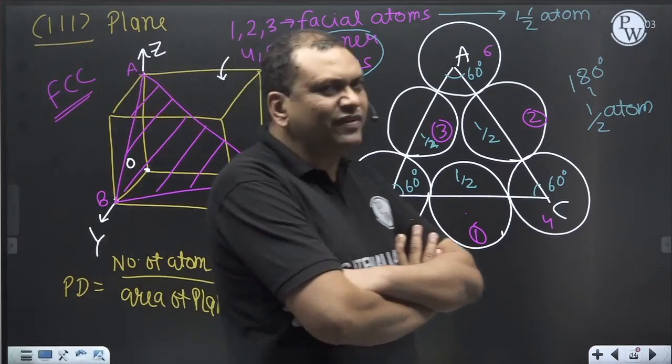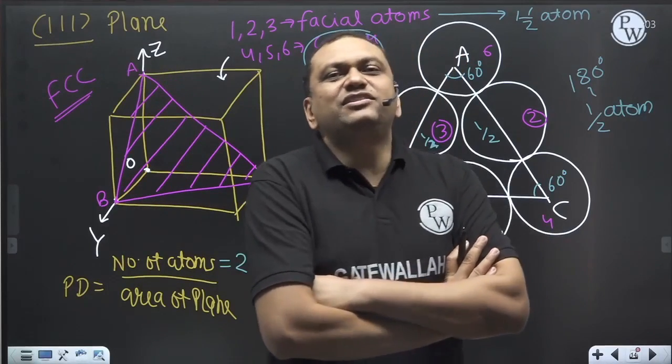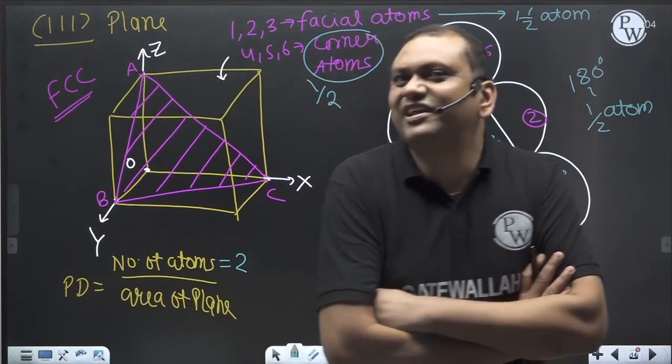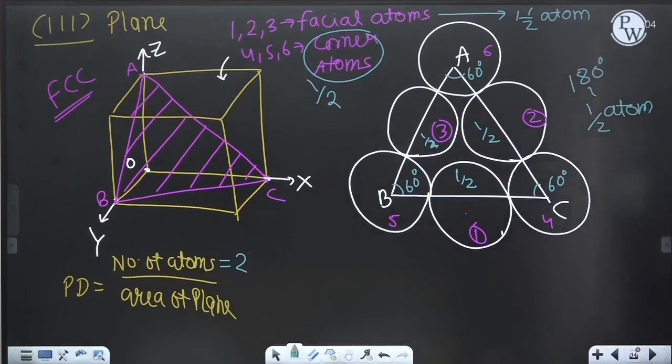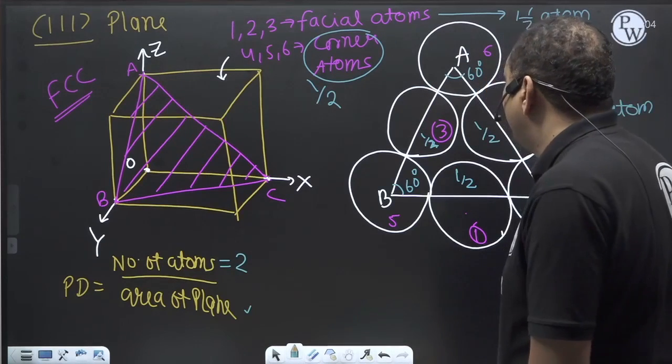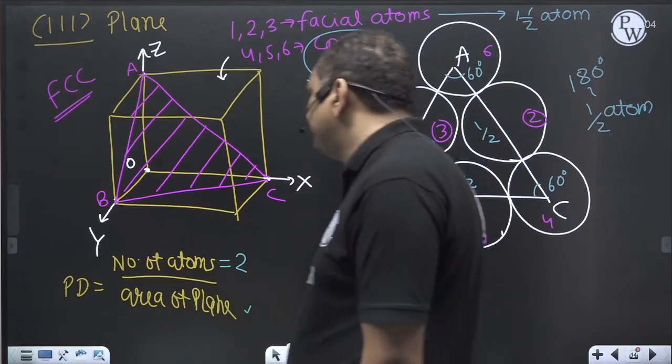See, things will be very easy if you calculate the total number of atoms on any plane. That's it, game is over. Then calculate the area of the plane.